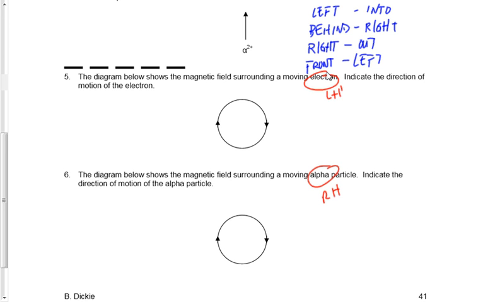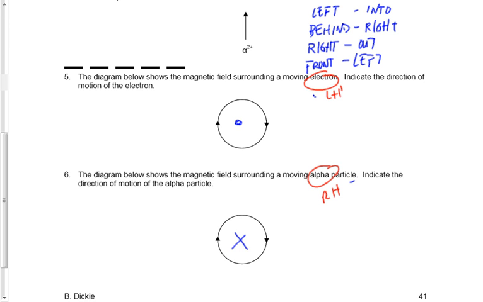So here, first one, it's left hand. Fingers are pointing clockwise. Thumb points out of the page. Question number 6, it's right hand. Fingers are pointing clockwise. Thumb is pointing into the page. Done. Good? Yep, Simon? No, number 5 is an electron. 6 is an alpha particle.